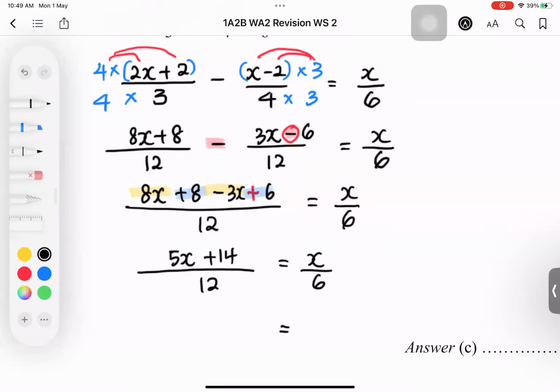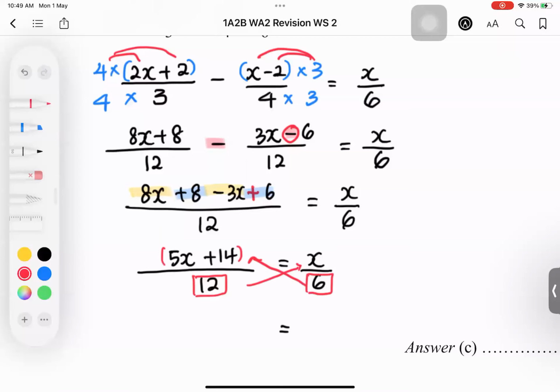Next step, can anyone tell me what I need to do? Rian, are you back yet? Rian? Disappeared already, really disappeared. Cross multiplication. Thank you. Who's the kind soul who told me cross multiplication? Me. Okay, sometimes I cannot recognize your voices. Okay, so cross multiply, very good.